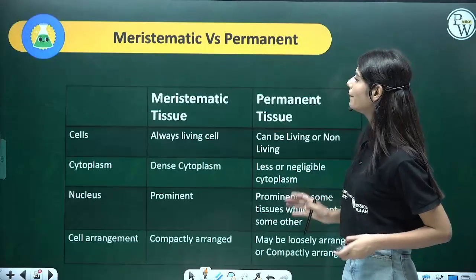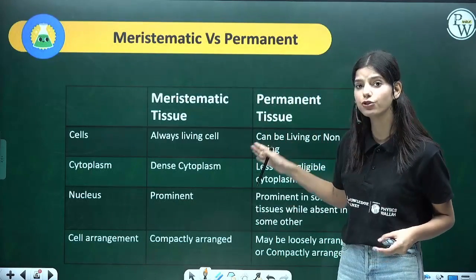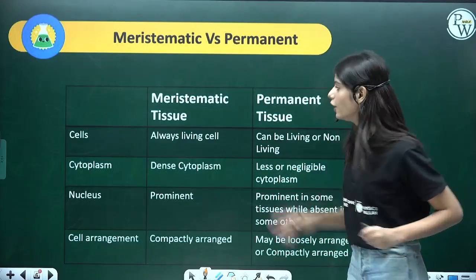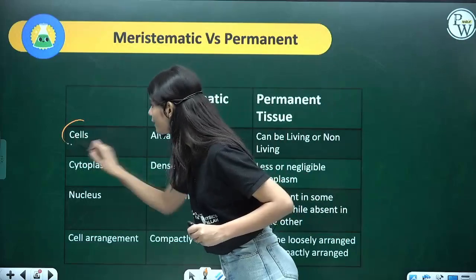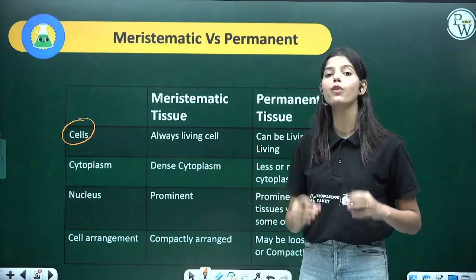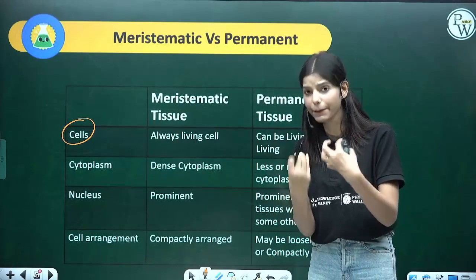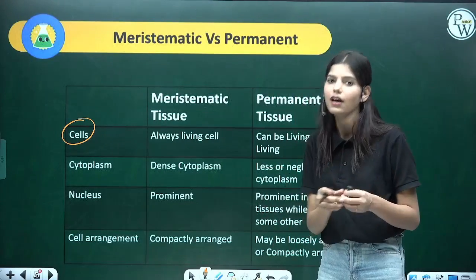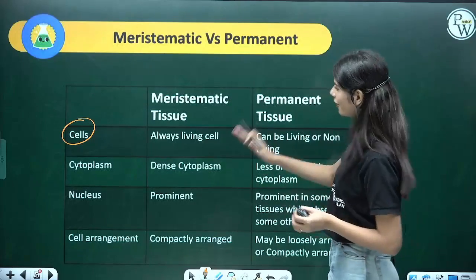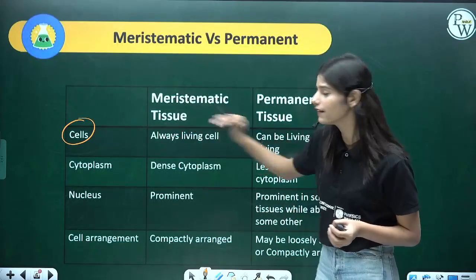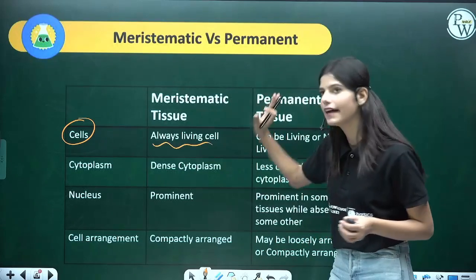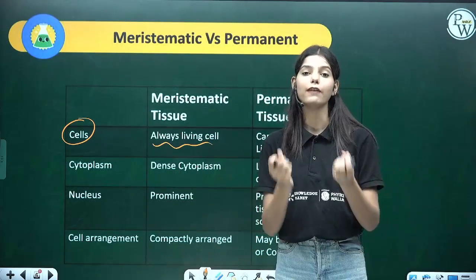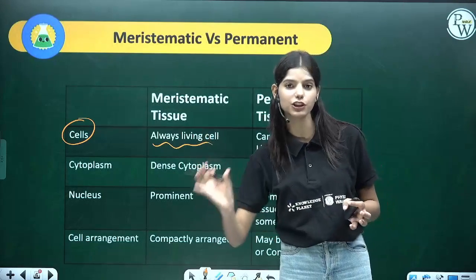Now let's talk about meristematic tissue and permanent tissue in detail. So if you compare meristematic tissue and permanent tissue, guys, you can see in terms of cells, meristematic tissue has cells which are capable of division, and that's why we say these cells are mostly living cells. Not mostly, but always, okay? So meristematic tissue is comprised of cells which are always living because they have to divide, and only living cells can divide, okay? Because they have this prominent nucleus, this functioning nucleus, okay?